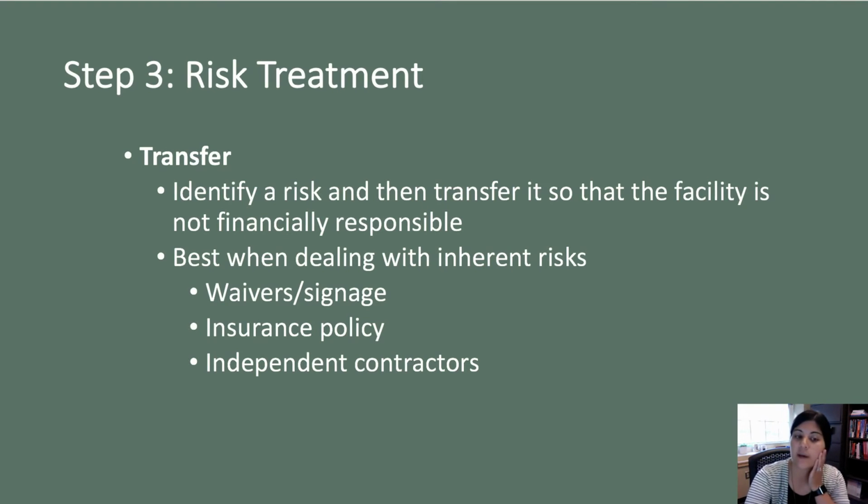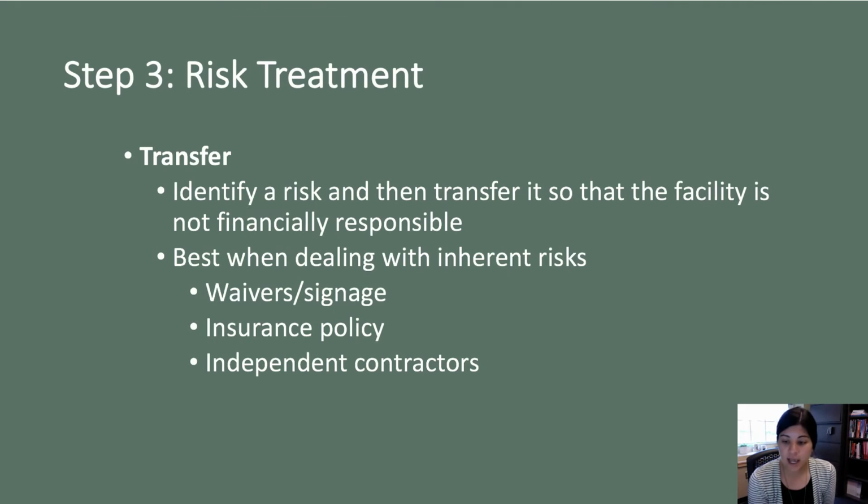Another common transfer method in our field is simply buying an insurance policy, right? So having an insurance policy for your organization or your individual employees is a way to physically transfer that financial risk from you, the organization, to the insurance company. Again, this should not be our only method of risk management, having an insurance policy, but it's certainly a smart business decision to have one.